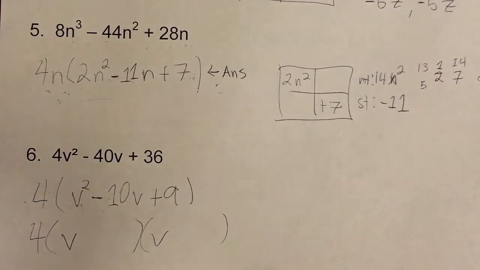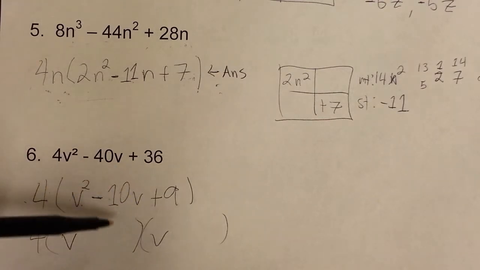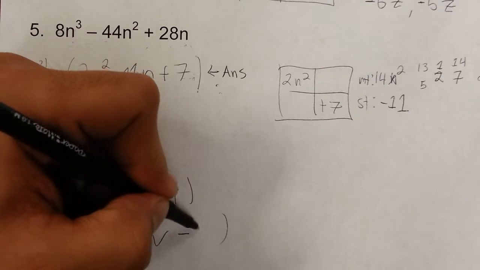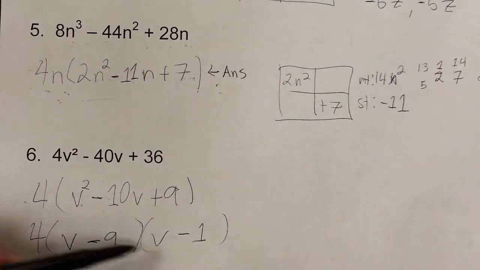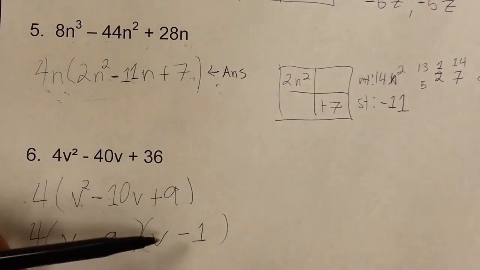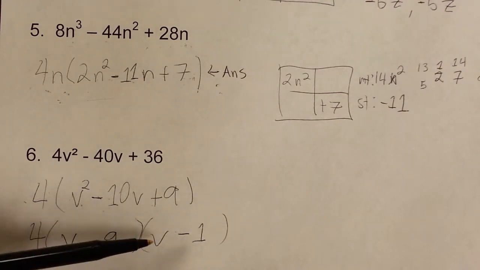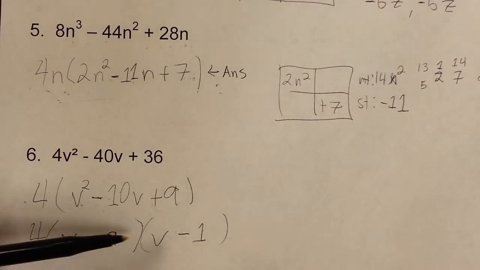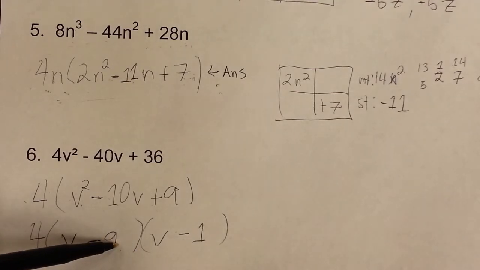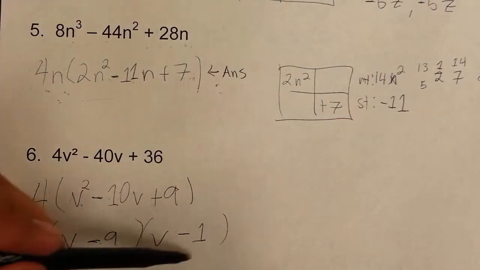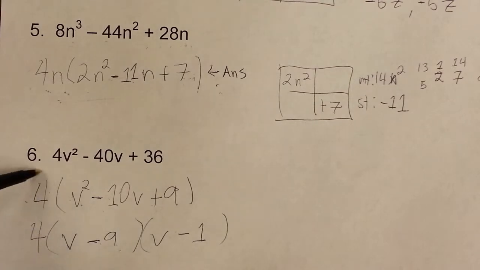We've got 3 and 3, that makes 6. That doesn't work. What about 9 and 1? 9 and 1 make 10. So we need a negative 9 and a negative 1. V times v would be v squared. V times negative 1 makes a negative v. Negative 9 times v makes a negative 9v. So we've got a negative v and a negative 9v to make a negative 10v. And the negative 9 times negative 1 makes a positive 9. So this is the fully factored form of number 6.